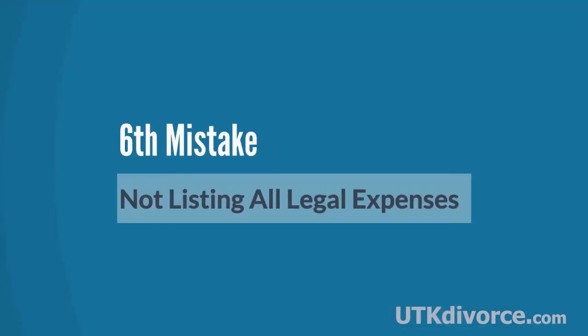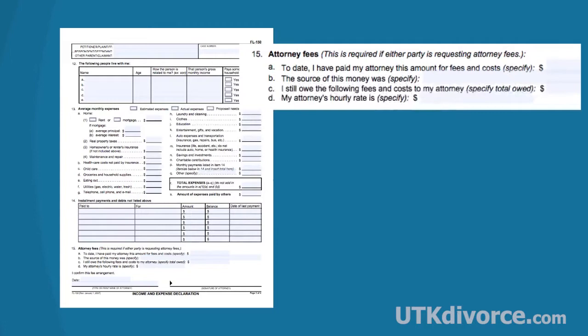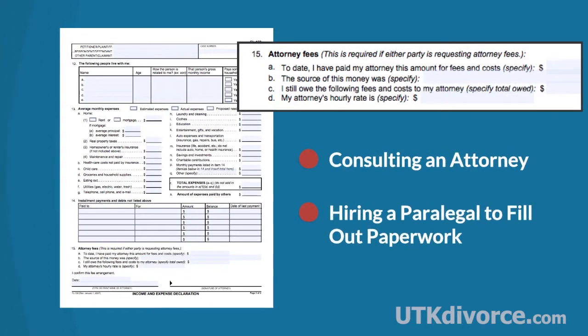The sixth mistake that people make on their income and expense declaration is not listing all their legal expenses. Let me explain. If you're self-represented, you still want to list all the legal expenses you have incurred, such as consulting with an attorney or hiring a paralegal to fill out paperwork.